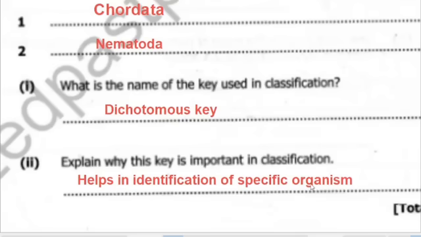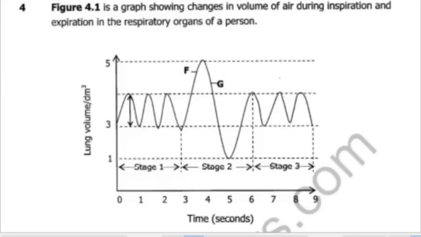So we are done answering question 3. We now move on to our last question, which is question 4. We now come to our question 4 right here. This is our question 4.